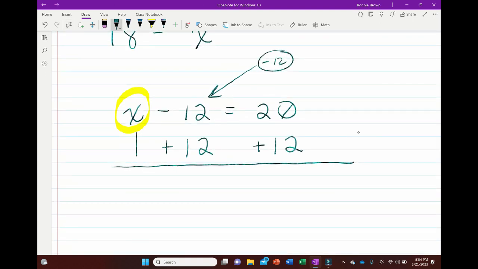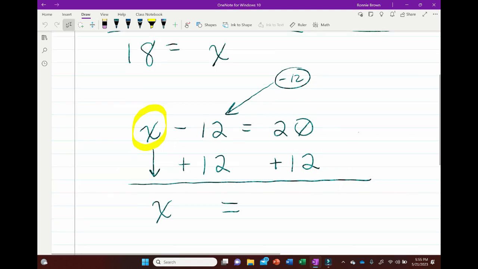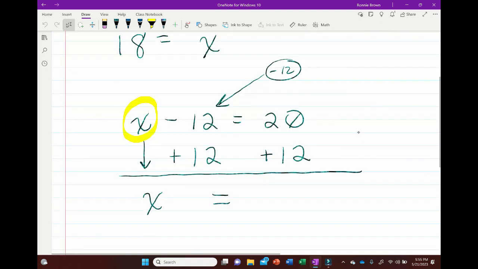So you just bring down the x. When you have plus 12 with that minus 12, that makes nothing, right? And that's what we wanted. So bring down the equal sign. And now the x is by itself. That was our goal. And now positive 20 and positive 12 is positive 32, right? So positive 32, and now we're done.